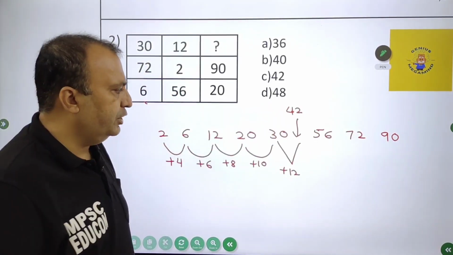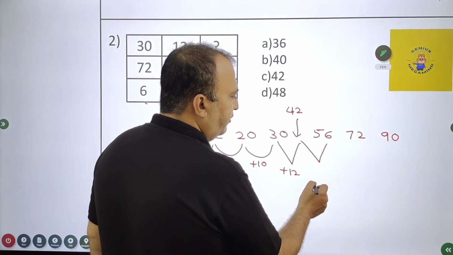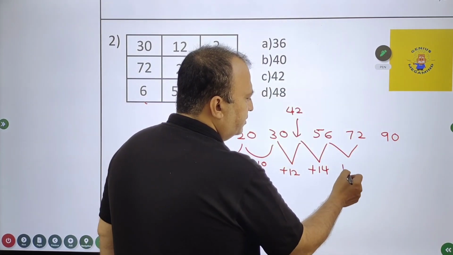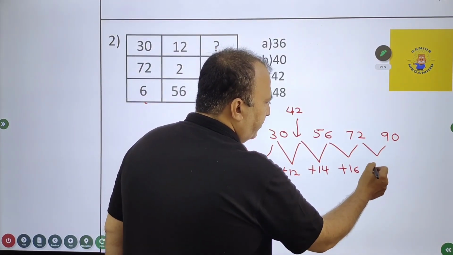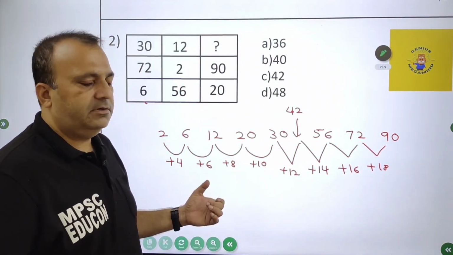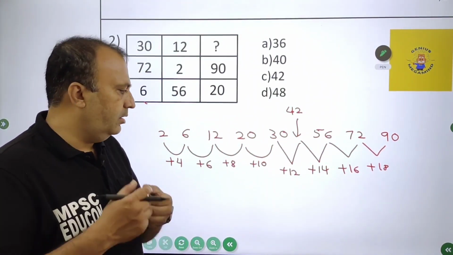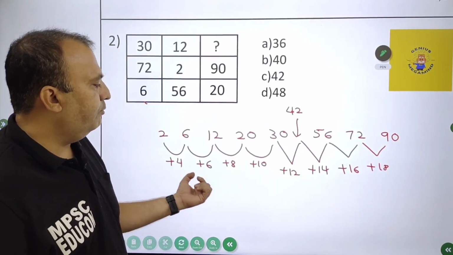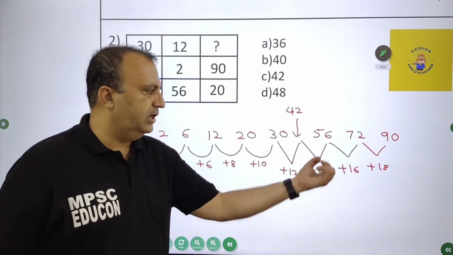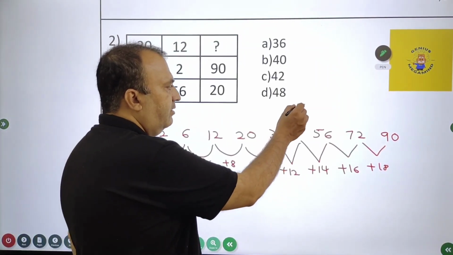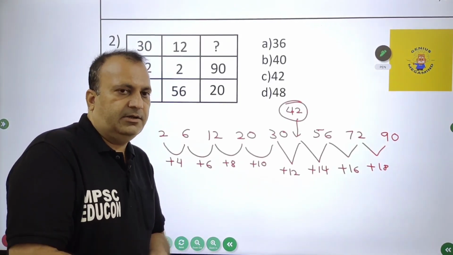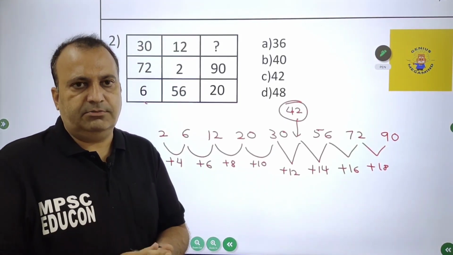Now if the answer is 42, can I find out the difference over here? So yes, the difference is 14. Then the difference is 16, and the difference is plus 18. So that completes my series, that completes my sequence in a real good manner. Plus 4 plus 6 plus 8 plus 10 plus 12 plus 14 plus 16 and plus 18. So the answer for this question is 42.